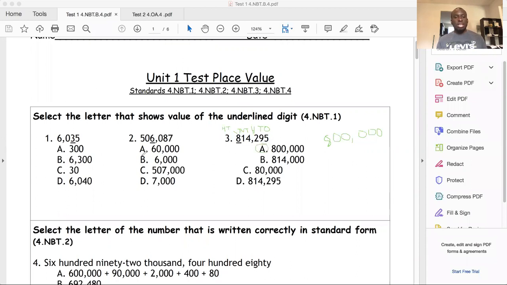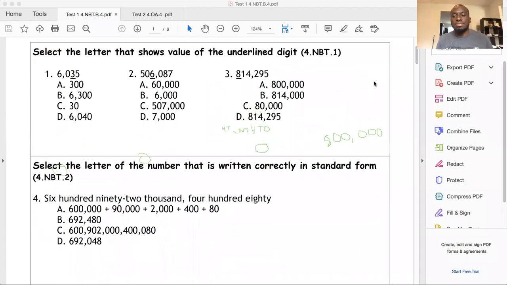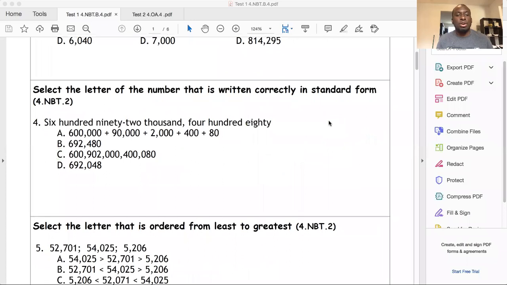Number 1 is B, and number 2 is C. Basically, all I did was write on the top my place values: ones, tens, hundreds, thousands, 10,000s, 100,000s. And there you go. 6 in my thousands place, 6,000. This one, the 3 is in my tens place, which equals 30. I'm going to clear my screen and move on to number 4.